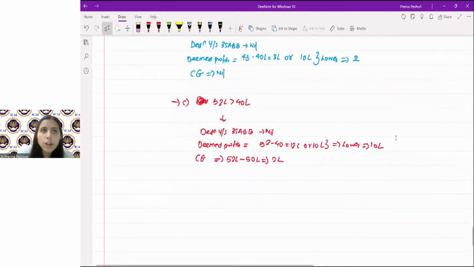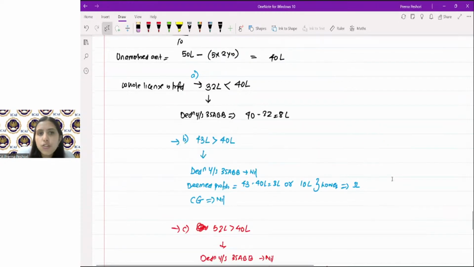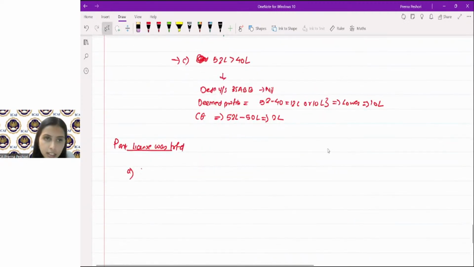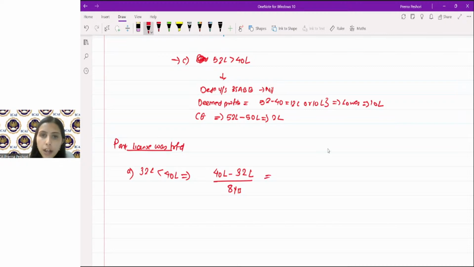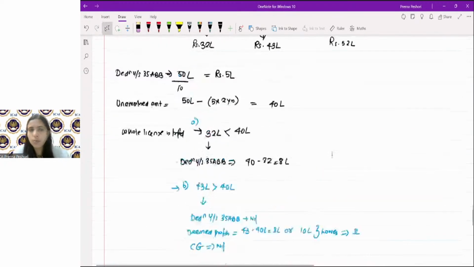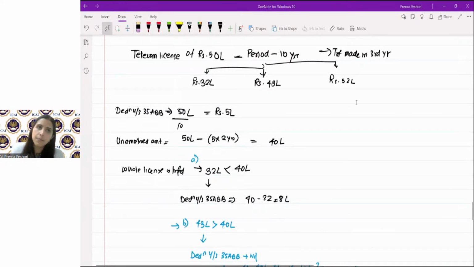Clear? What if the part license was transferred? Scenario 1, scenario 2, and scenario 3. If the part license was transferred in scenario 1, where the sale consideration is lesser than the unamortized amount, then in that case, the balance amount would have been allowed as the deduction over the balance period. So 40 lakh is the balance amount, out of which the sale consideration 32 lakh, divided by how many years now? 8 years. So 1 lakh would have been allowed as the deduction. Clear? And in the other two cases, if the part license was transferred, the effect would have remained the same. Clear?